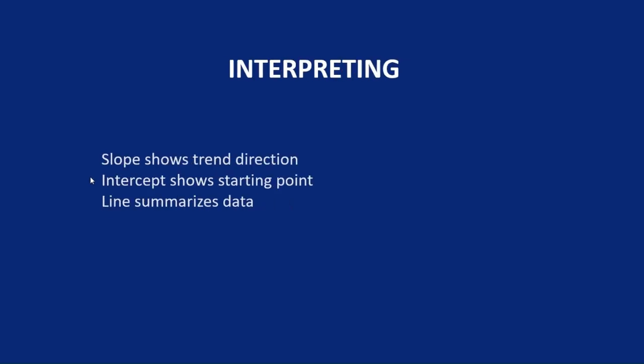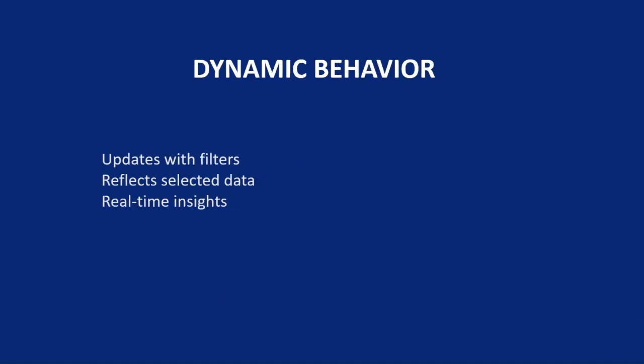Now let's understand how to read it. The slope shows the direction of the trend. An upward slope means an increasing trend, and a downward slope means a decreasing trend. The intercept shows where the line starts. This helps you understand your data instantly. One powerful feature is that the trend line updates with filters, changes based on selected data, and reflects real time insights. So your analysis is always dynamic.